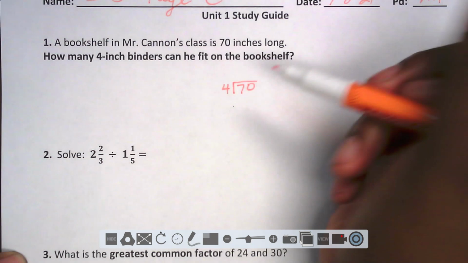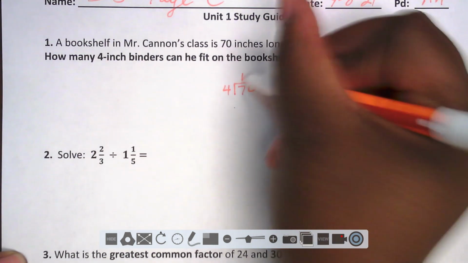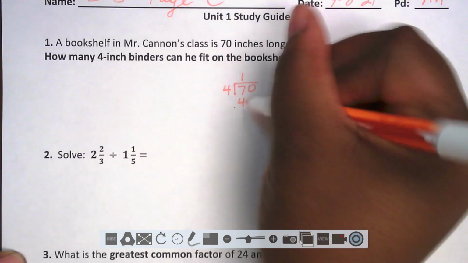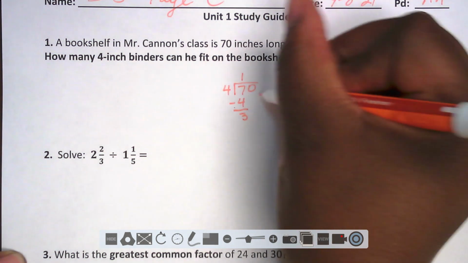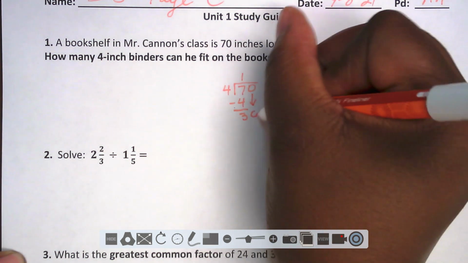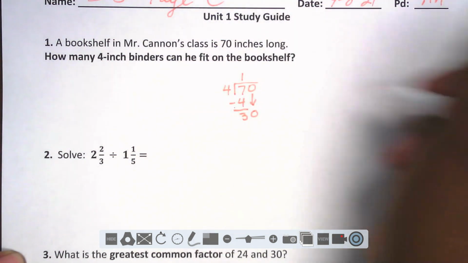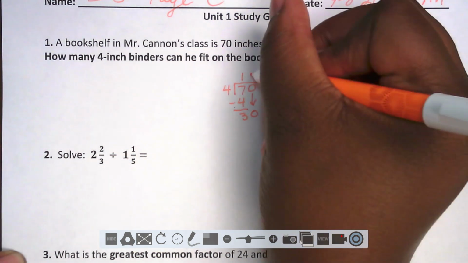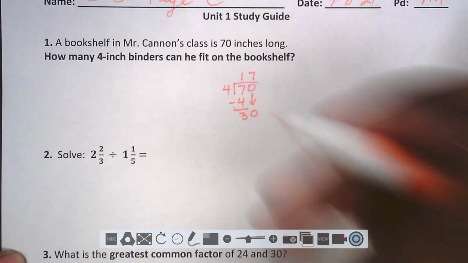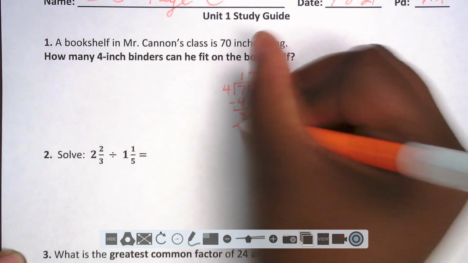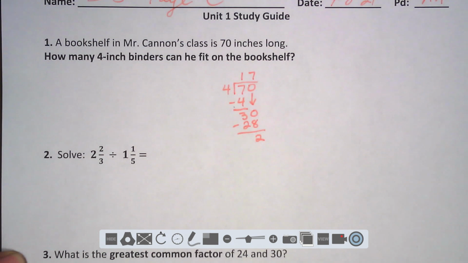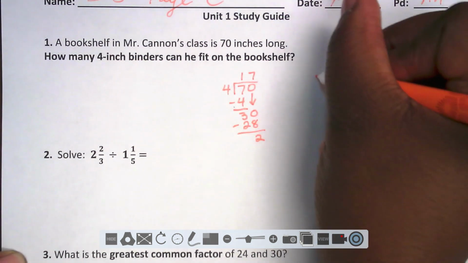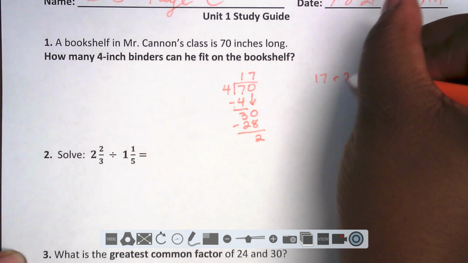All right, how many 4s can I get out of 7? I can get 1. 4 times 1 is 4. 7 minus 4 is 3. Bring down my 0. How many 4s can I get out of 30? And that is 7. Because 4 times 7 is 28. 30 minus 28 is 2. And so I don't have any more numbers to bring down. So that means that my final quotient is 17 with a remainder of 2.